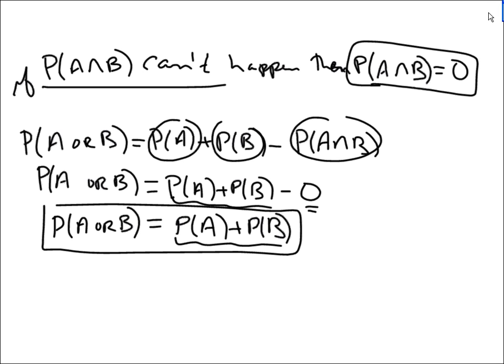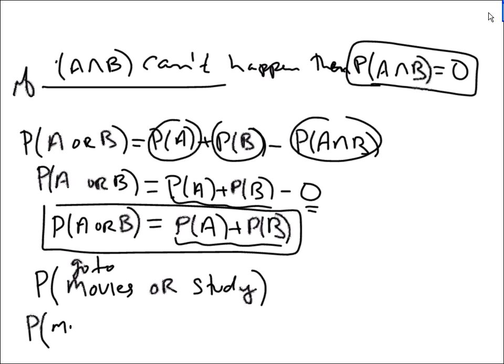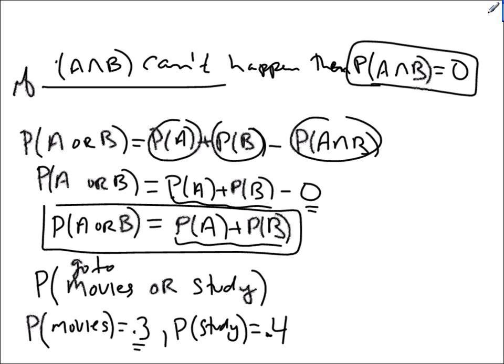That is, A and B can't happen. I should say A and B can't happen. That is, they can't happen at the same time. Okay? You can't study and go to the movies. Let's assume that's true. Okay? Somebody asks you, what's the probability that you go to the movies or you study? And they tell you the probability that you go to the movies is 0.3, 3 over 10, and the probability that you study is 0.4. Somebody asks you, you know, what's the probability tonight that you go to the movies? And you say 0.3. And they say to you, what's the probability that you study? And you say 0.4. And now they're able to answer this question. What's the probability that you go to the movies or study?